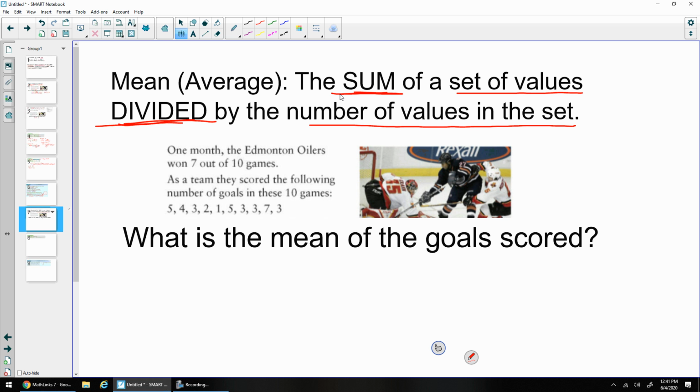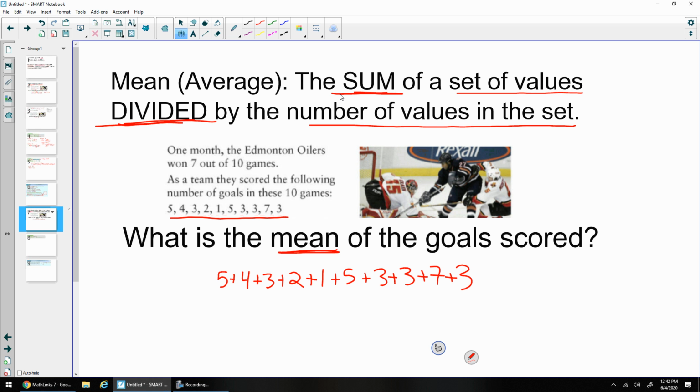Hopefully you get it. So in this, we'll take this same example we initially looked at. So the Oilers scored these goals in 10 games. So what was the mean of the goals scored? So to find the mean, which is another measure of central tendency, sort of finding that middle, finding the average goal scored, we're going to take all of these numbers and add them together. So 5 plus 4 plus 3 plus 2 plus 1 plus 5 plus 3 plus 3 plus 7 plus 3. Okay?